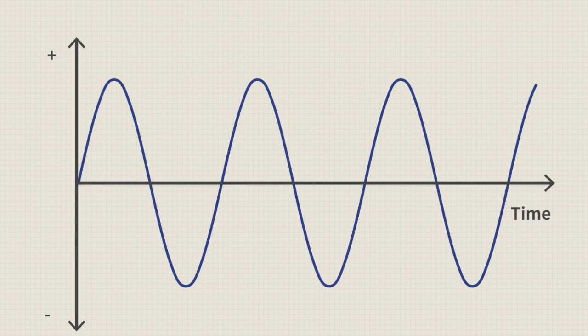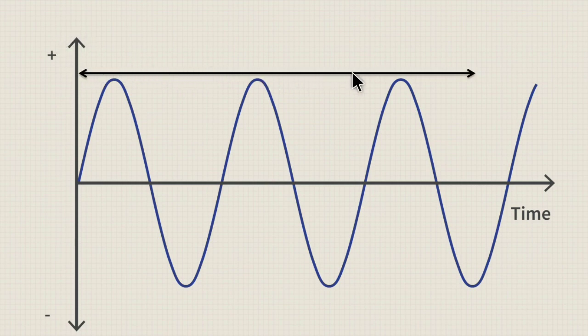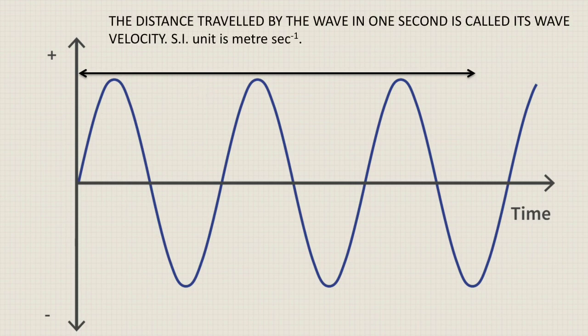Now, suppose the wave travels in 1 second from this point to this point. The distance traveled by the wave in 1 second is called its wave velocity. The wave velocity has the unit meter per second, and that is the distance traveled by the wave in 1 second.